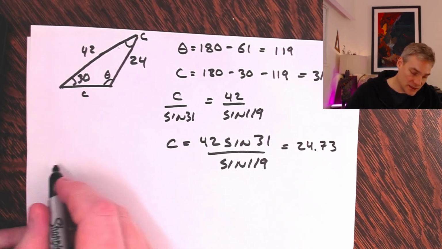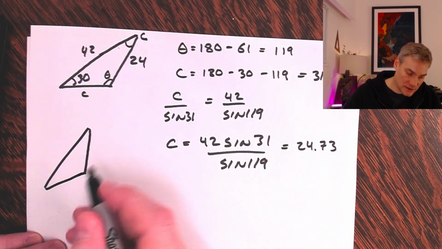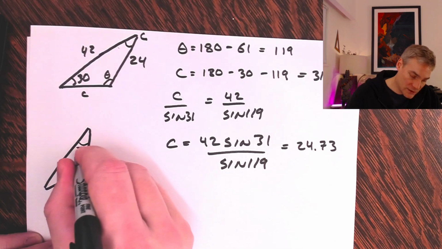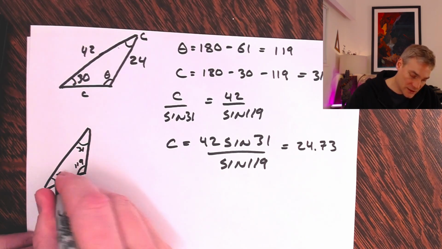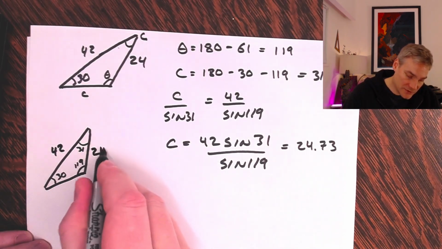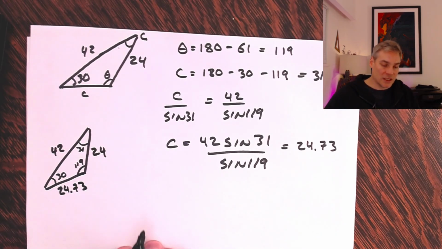Now we know that this is going to be 119, 31, 30, and this is 42, 24, 24.73. So we have two cases to this. So you have to be careful.